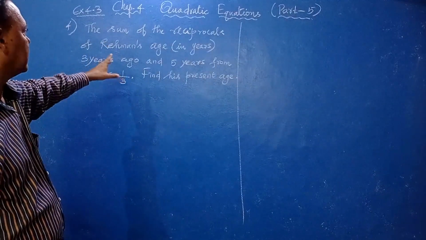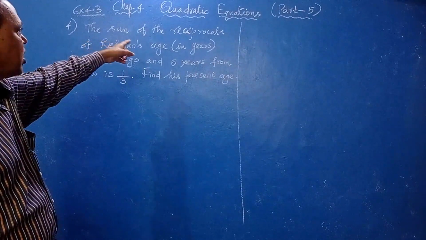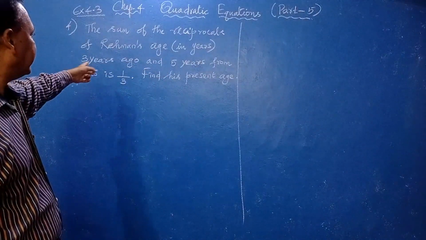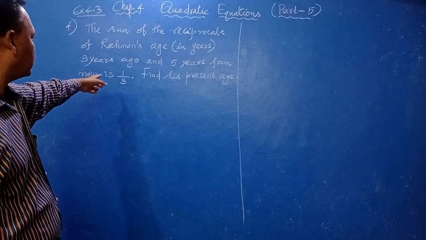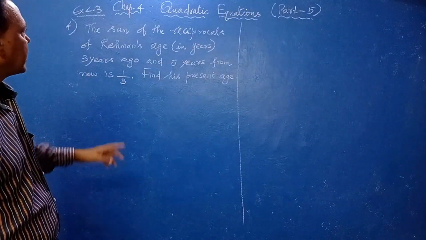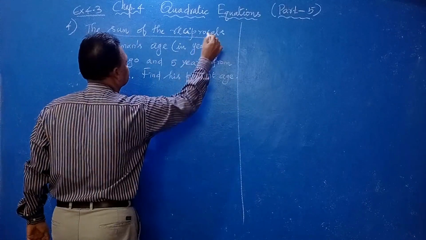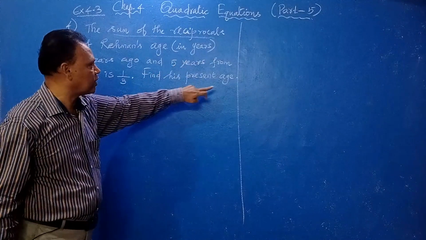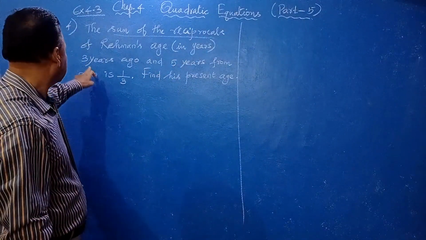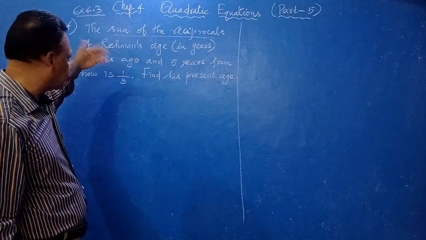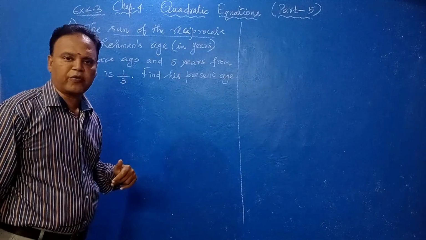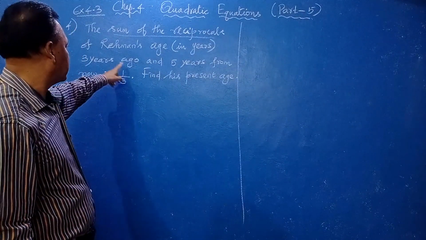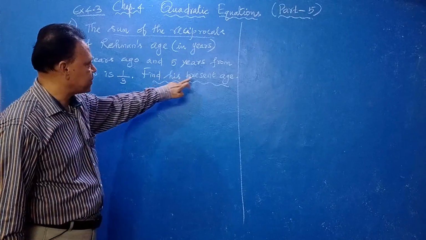Read the problem properly. The sum of the reciprocals of Rahman's age in years, 3 years ago and 5 years from now, is 1 by 3. So the sum of the reciprocals is given. We have to find what Rahman's age is after 5 years, and what his age was 3 years ago. Then take the reciprocals and make the sum equal to 1 by 3. Find his present age.